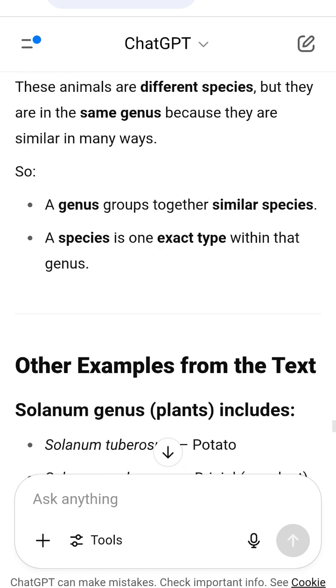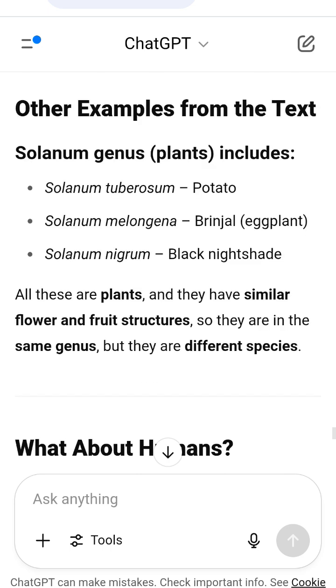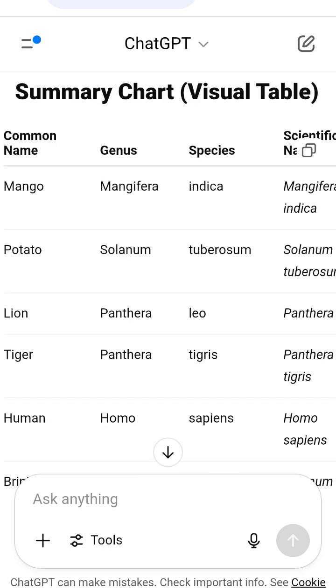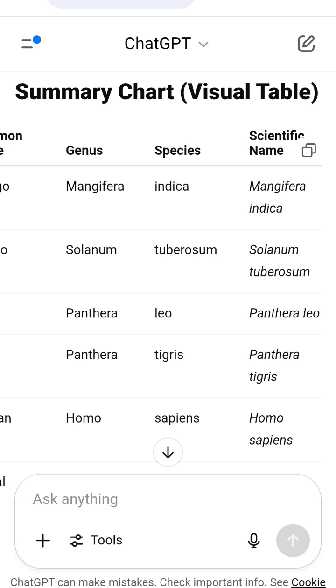Extra information: how to write scientific names correctly. One, always two words. First is the genus, second is the species. Two, the genus starts with a capital letter. Three, the species starts with a small letter. Four, both names are italicized, or underlined if handwritten. Correct examples: Homo sapiens, Panthera leo, Solanum tuberosum.